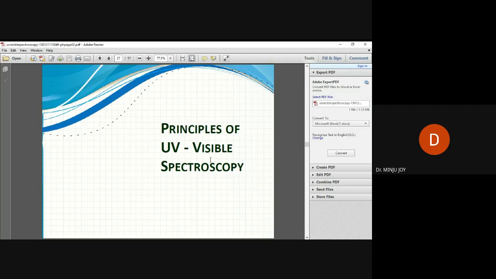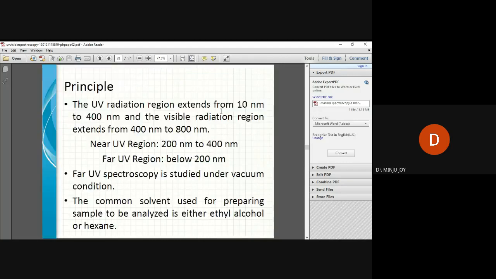Good morning, students. Today we are going to discuss the principles of UV visible spectroscopy. In the last class, we discussed the basics of UV visible spectroscopy, Beer-Lambert's law, and other details, electromagnetic radiation, and all. Today we are going to deal specifically with the principle of UV visible spectroscopy.